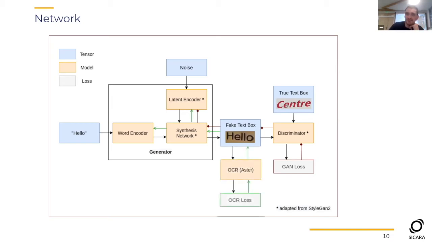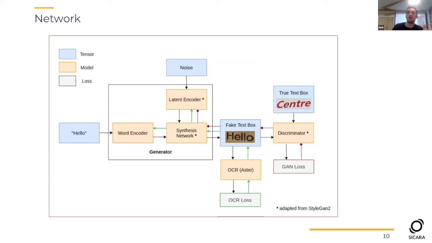Finally, to make the generation of readable text possible, we plugged in an OCR, shown here, that reads the generated text box. We use a pre-trained OCR called Aster, of which the weights are fixed during the training phase. A loss can be computed from the difference between what the OCR reads from the text box and which word it was actually supposed to read. This loss is propagated to the network, which allows training the word encoder.